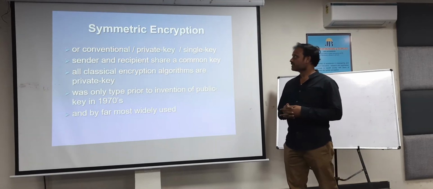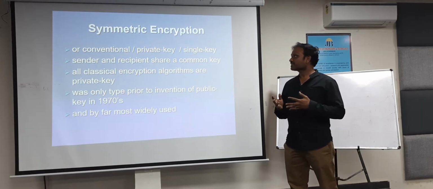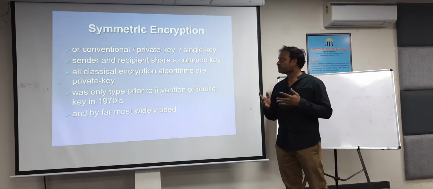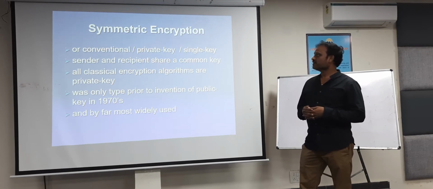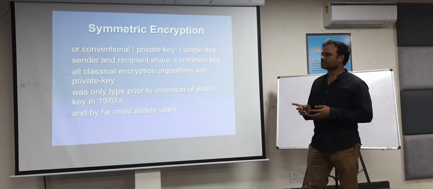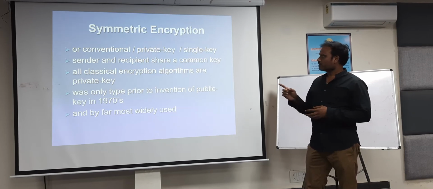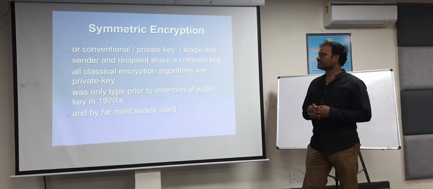Symmetric is nothing but what we can call conventional, private, or single key. It means that when a message is converted from plain text to cipher, a secure format, both sender and receiver should use the same key. That is symmetric encryption, also called private key or single key. One thing you have to know is that sender and receiver both use the same key for encryption and decryption. That is the main important point. The sender encrypts the message by using the secret key, and the same key is used by the receiver for decryption.